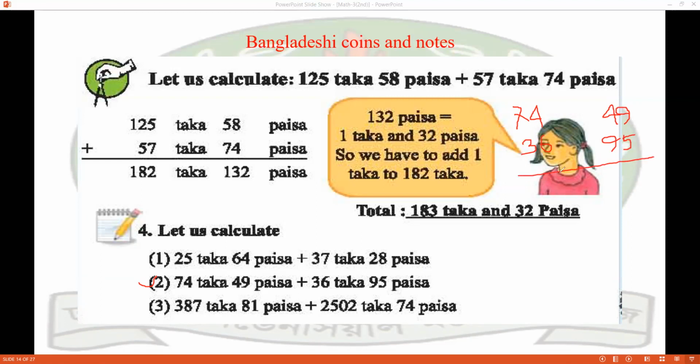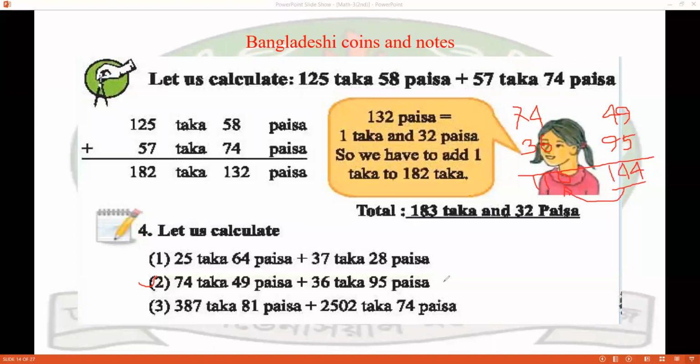6 and 4 equal to 10, 0 remains 1. 3 and 4, 7 and 4, 11, 110. And 9 and 5 is 14, so 4 remains 1. 9, 10 and 4, that means 144. So there is 110 taka and 144 paisa. So there is more than 100 paisa, so there remains 1 taka and 44 paisa. 1 is added with the 110.